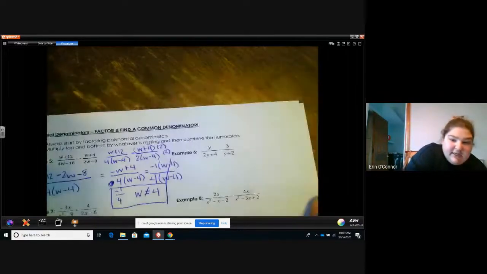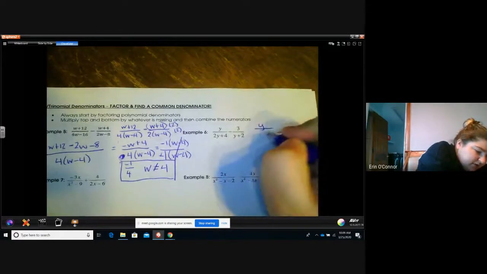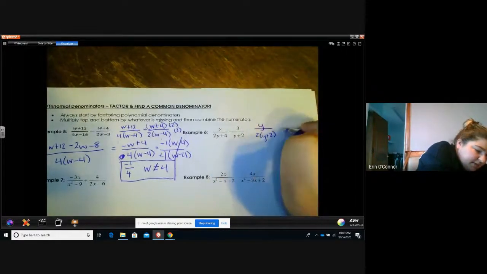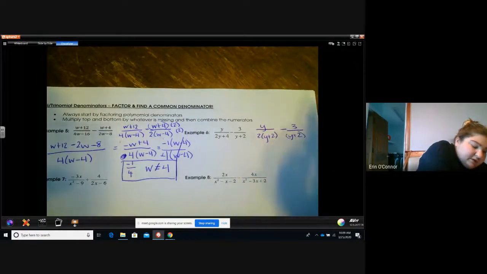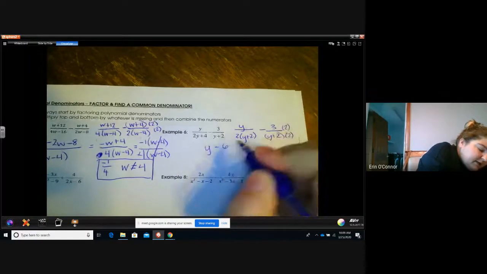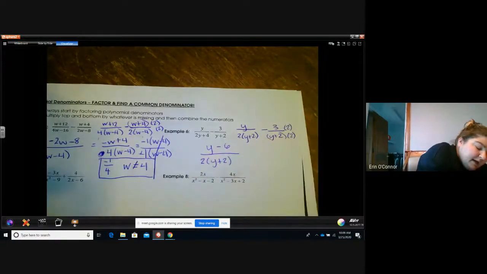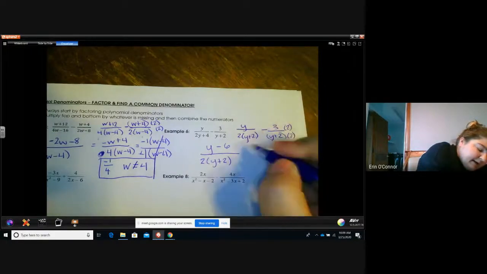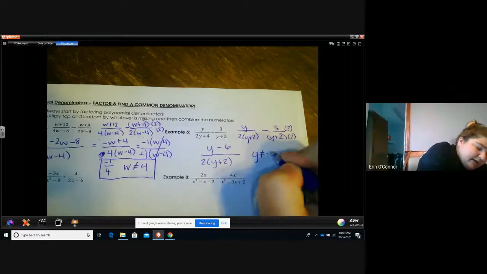Number 6. So looking at number 6, let's take out our GCF. So we have y over 2, y plus 2, minus 3 over y plus 2. This is just missing the 2, so we're going to multiply it by 2, both the numerator and denominator, and I get y minus 6 over 2y plus 2. And that's the answer. You cannot reduce this anymore. And after I do that, I am going to make sure that I write the restriction. Y cannot equal negative 2.